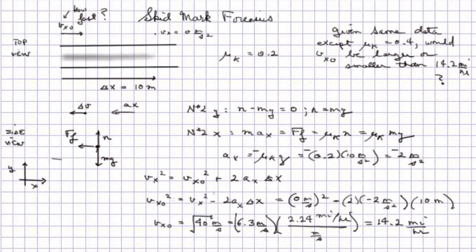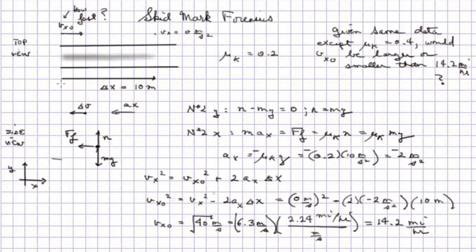This YouTube is about skid mark forensics. The situation is that a car has put its brakes on and locked the brakes relative to the ground. So the view from above, these two lines indicate the boundary of the road, and this is the skid mark. Let's say that we'd like to know what the initial velocity of the car was at the beginning of the skid marks.